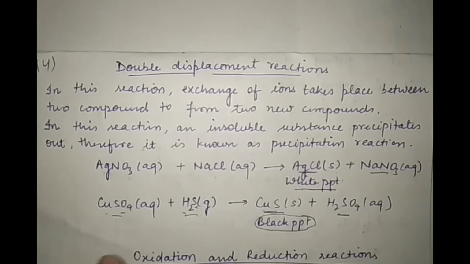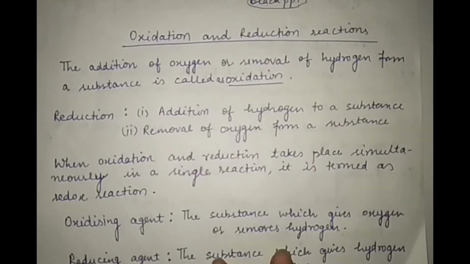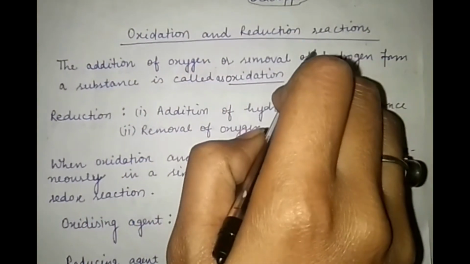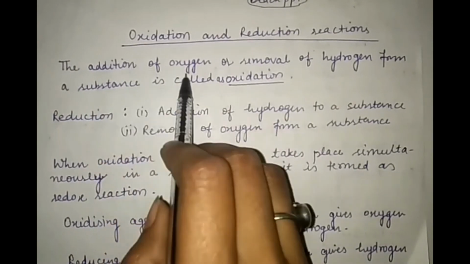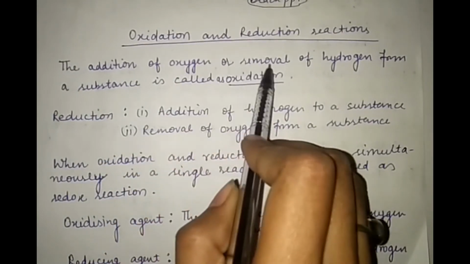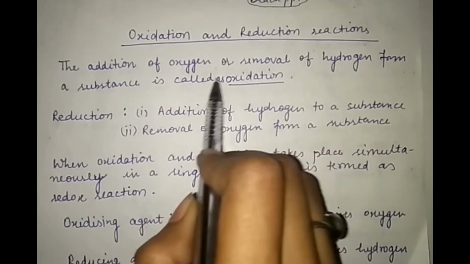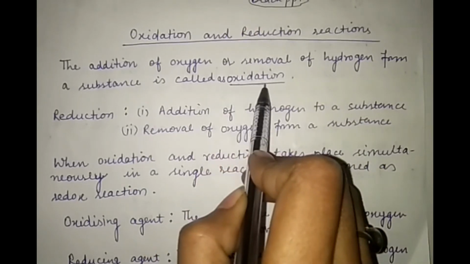So that's how the exchange of ions takes place between the two compounds taking part in a chemical reaction. Now I am going to talk about what oxidation and reduction reactions are. First of all, we will talk about oxidation. Addition of oxygen to a substance or removal of hydrogen from a substance is termed as oxidation.